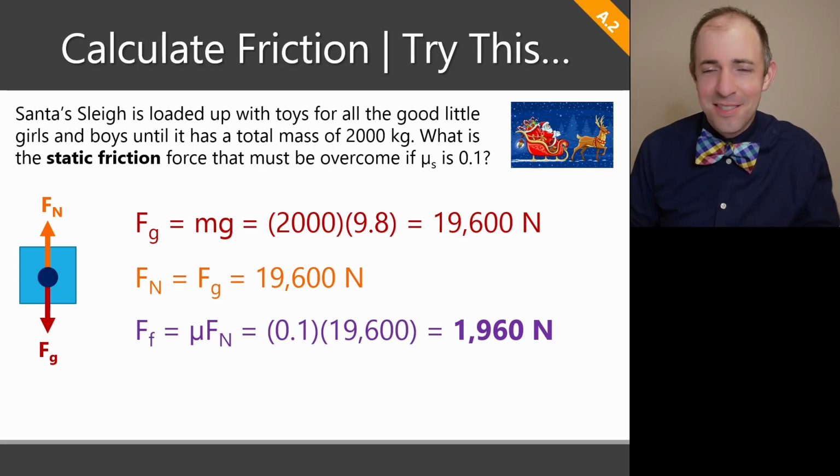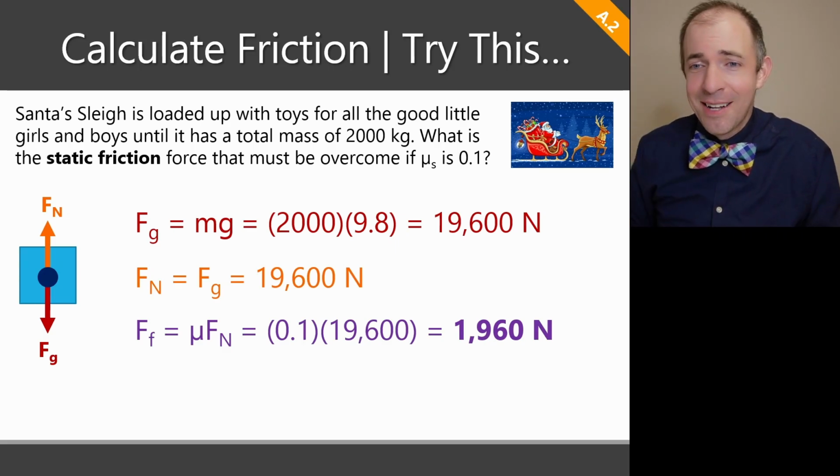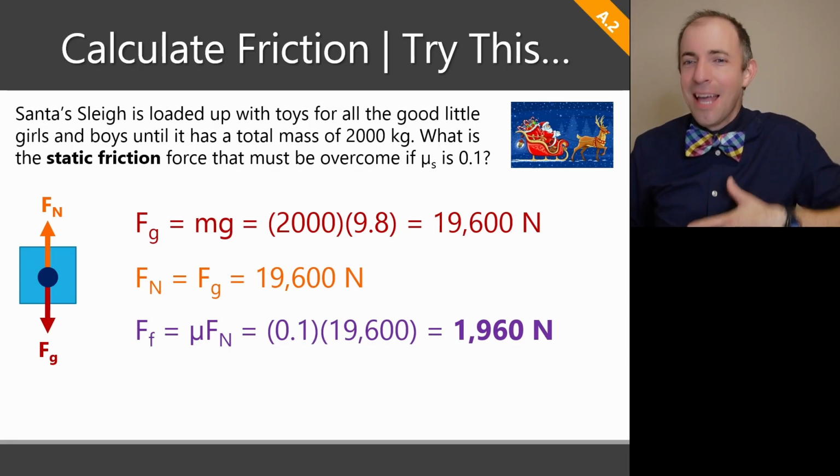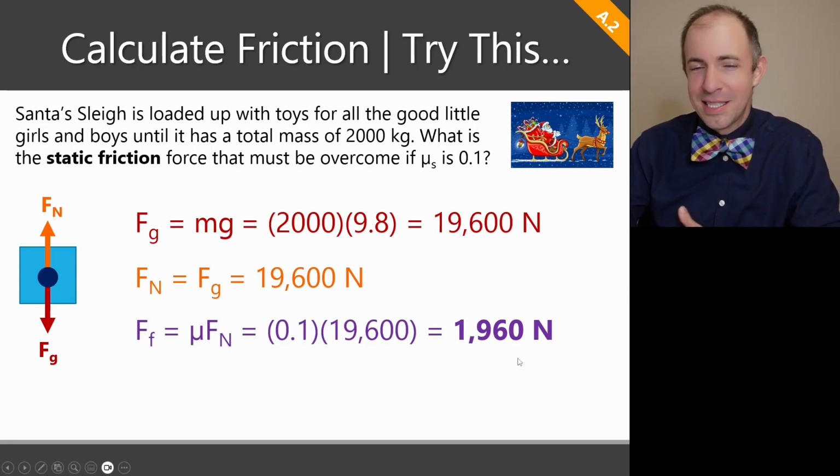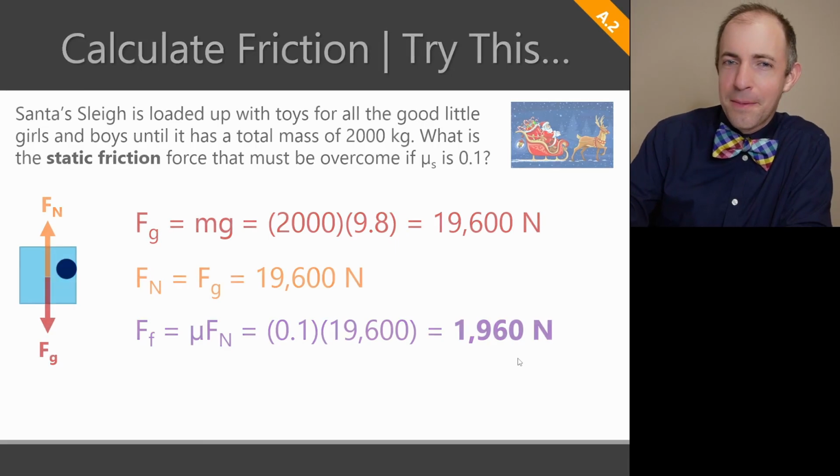That is the force that friction is able to supply. If you push with less, friction will push back with less. If you push over that 1,960, it will start to move and the friction will change anyway. So that is the limit they are trying to exceed in order to get the sleigh to start moving.